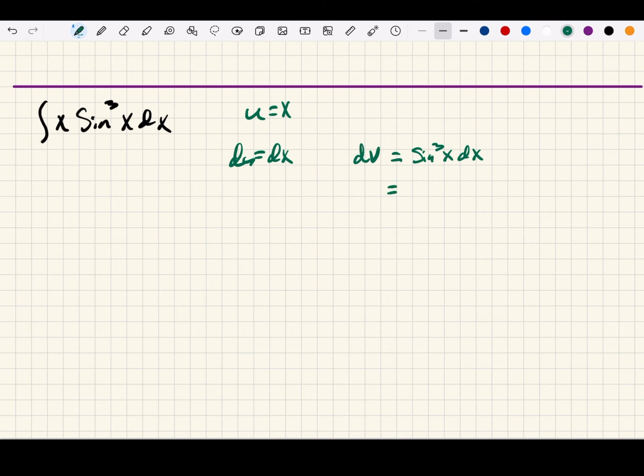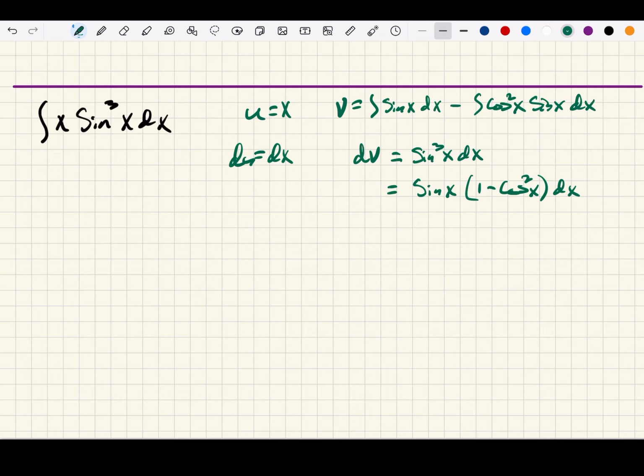Okay, so what I'd need to do is say that's also sine x times 1 minus cosine square x dx, right? Because it's a sine x times a sine square, and sine square is 1 minus cosine square. So my v is going to have to be the integral of that. So v is going to be the integral of sine x dx minus the integral of cosine square x sine x dx.